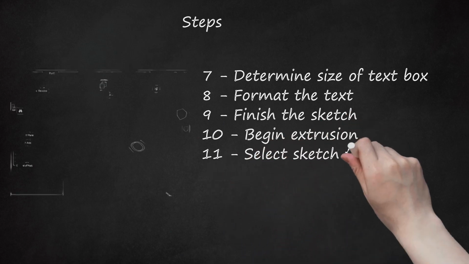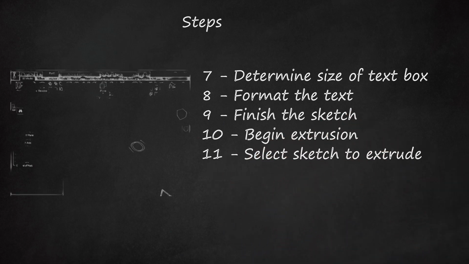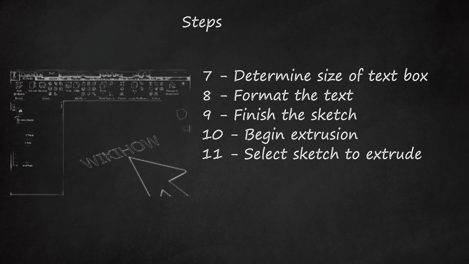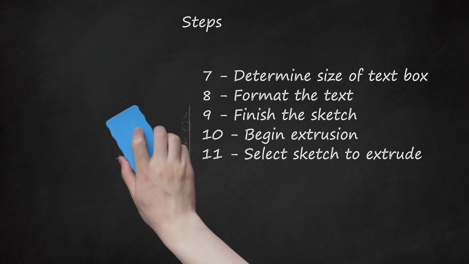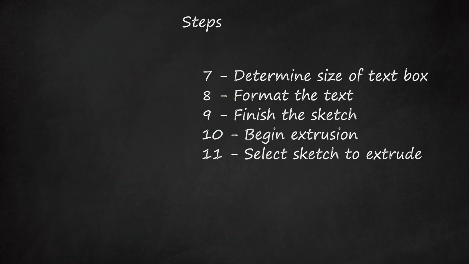11. Select Sketch to extrude. Once the emboss command is selected, you will be prompted with the emboss command box. You must now select the 2D sketch you created containing the text of your choice. Hover over the text with your cursor and once it is highlighted, left-click to select.